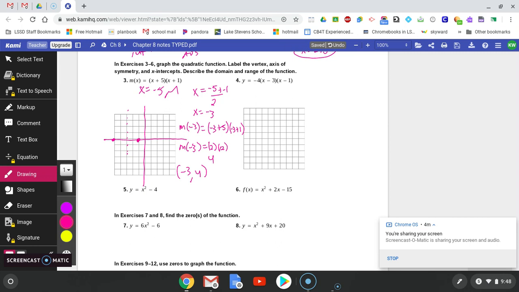Negative 3 times 1 is negative 2. Negative 2 times 2 is negative 4. So it's at negative 3, negative 4, excuse me. Okay, and then if I connect my points, I have my graph.